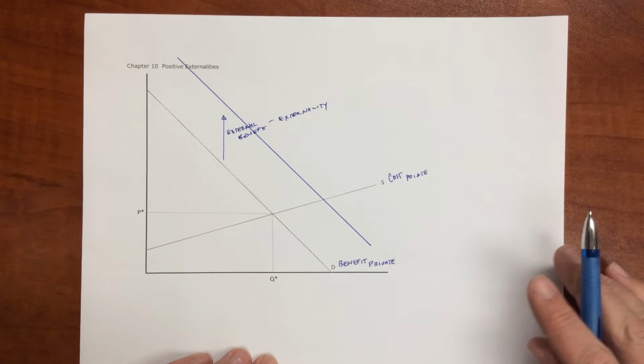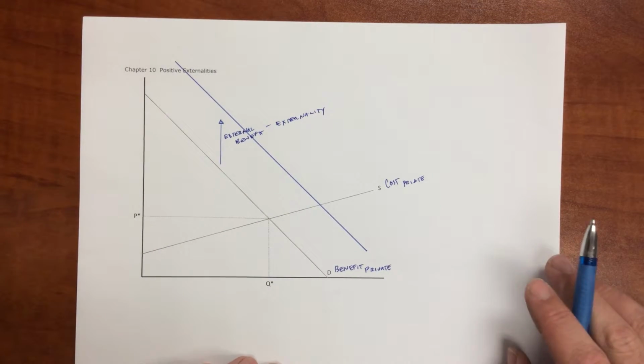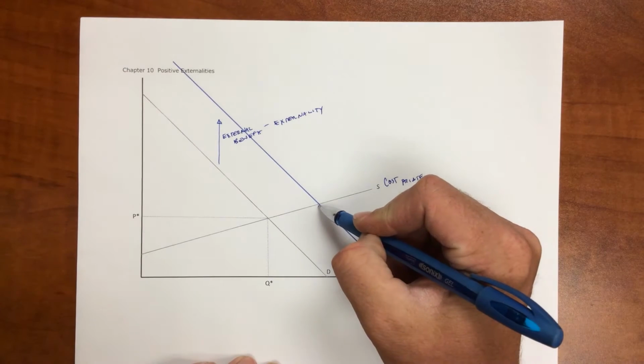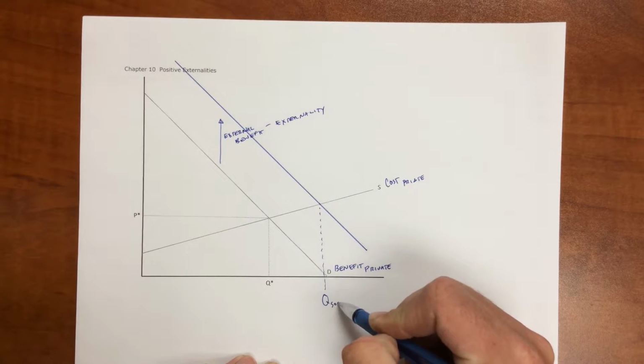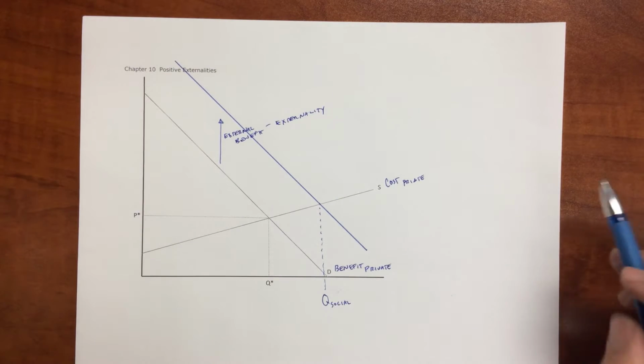And now the question is, well, how much would society benefit if people were to just hand out Diet Cokes on the street? Well, here's the quantity that's the socially optimal amount.